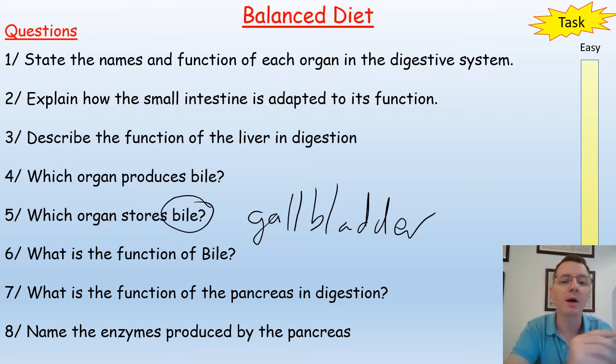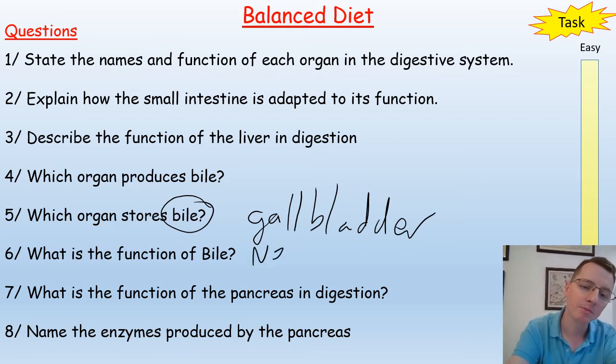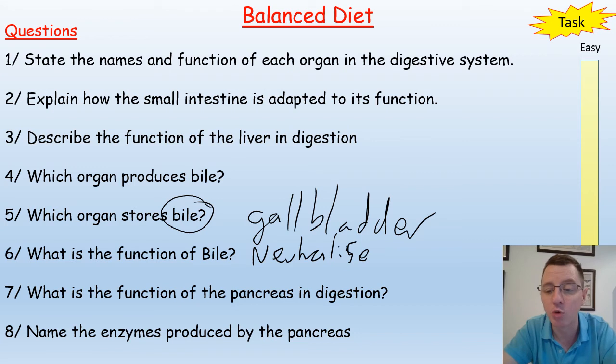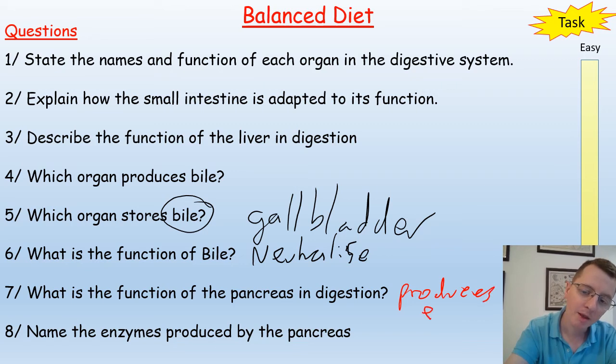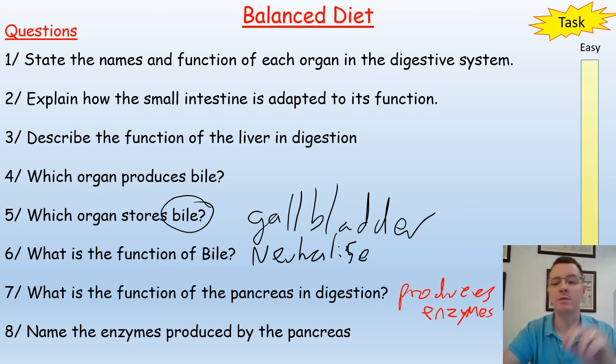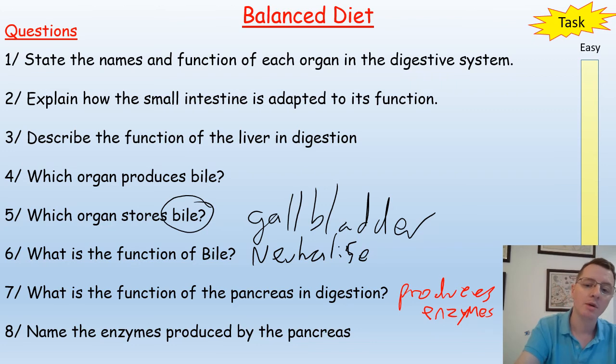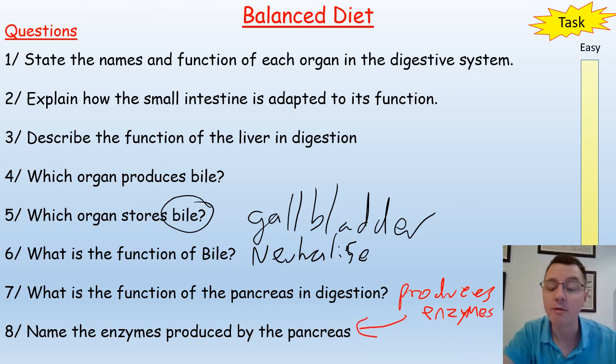And the function of the bile is to neutralize the stomach acid, and also emulsify fats. What's the function of the pancreas? In terms of digestion, the pancreas produces enzymes, in particular proteases, amylase and lipases, which are the enzymes produced by the pancreas.